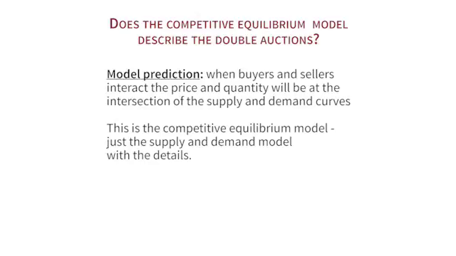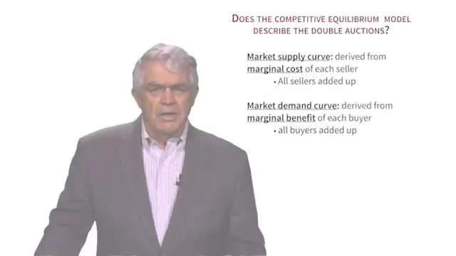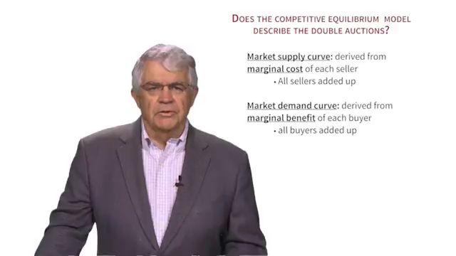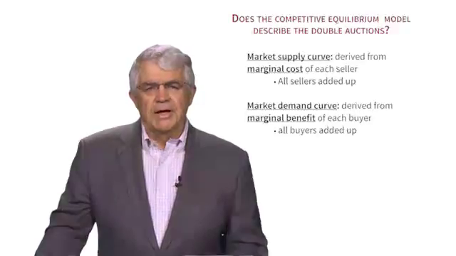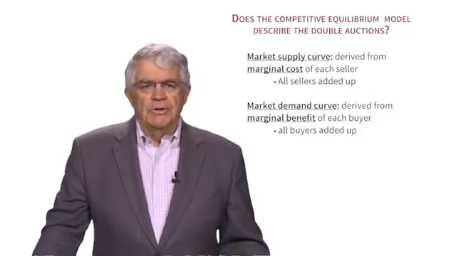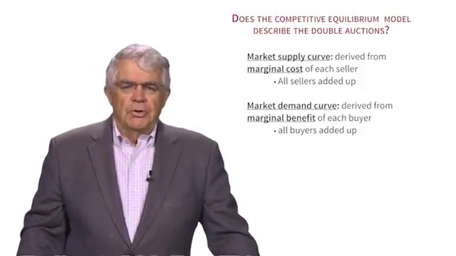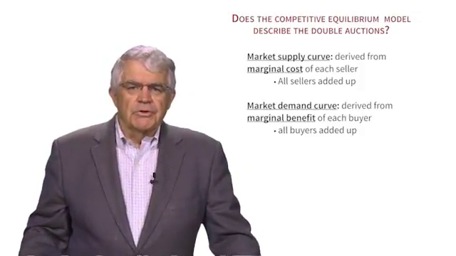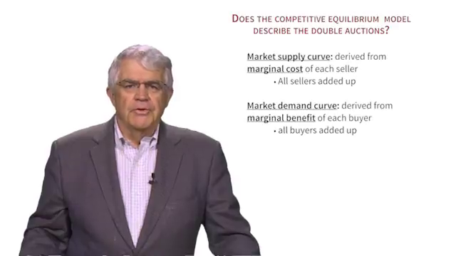And recall, in a competitive equilibrium model, there's a market supply curve and a market demand curve, and there's a prediction that the price and quantity will be at the intersection of those two curves. But in addition, the market supply curve is derived from the marginal cost of each seller. All the sellers' marginal costs added up, you get the market supply curve. Similarly, the market demand curve is derived from the marginal benefits of each buyer. Add those up, and you get the market demand curve. So in the double auction, we know exactly what the marginal costs and marginal benefits are for the sellers and the buyers respectively, so we can examine those.